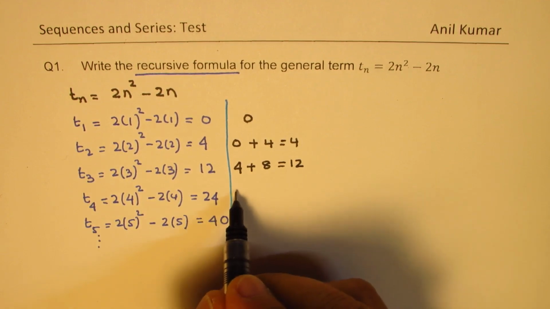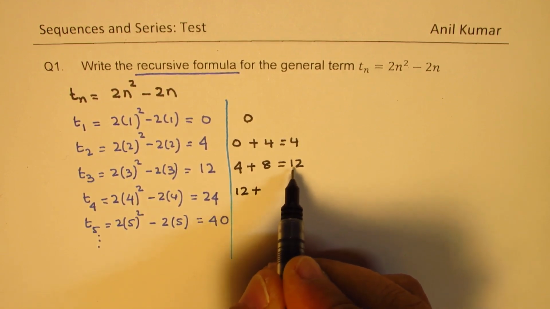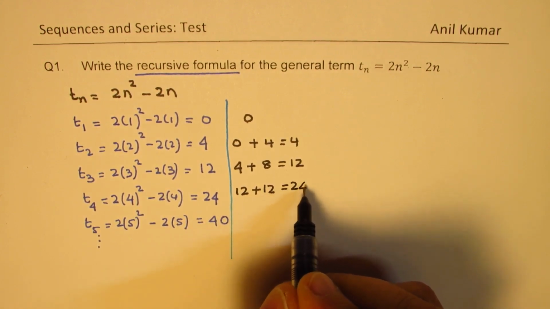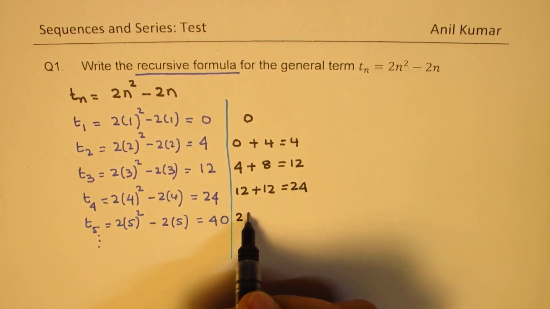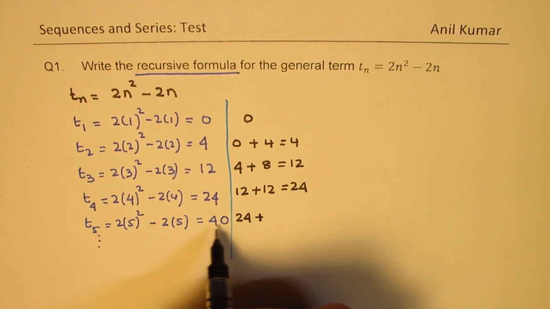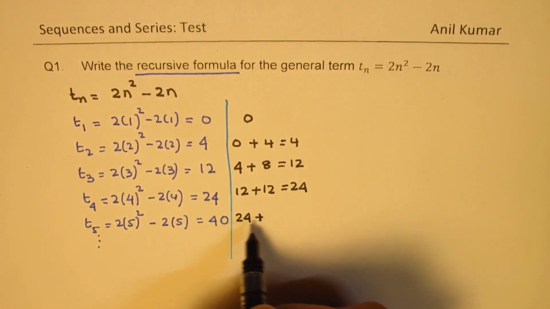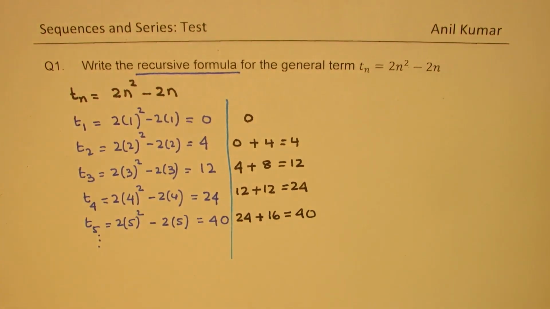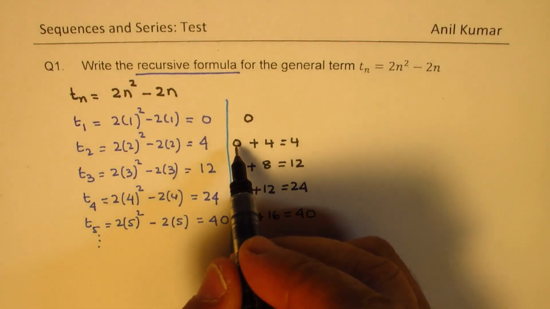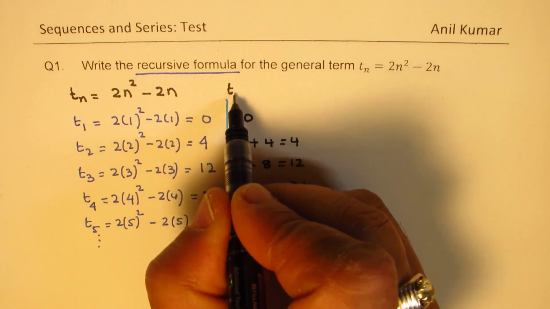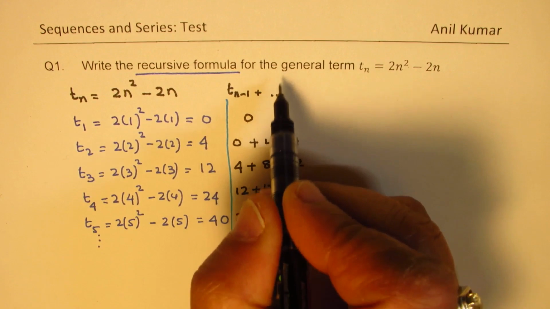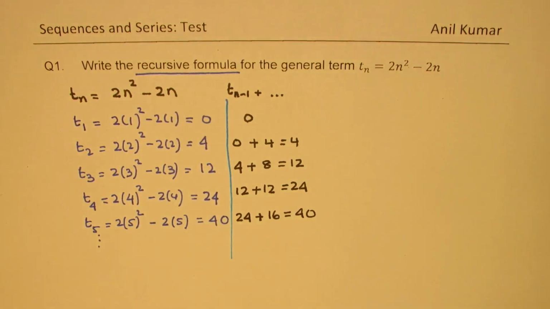And then here, we'll begin with 12, and what should I add to 12 to get 24? It is 12 indeed, so we get 24. Now, to 24, what should I add to get 40, right? So it is 16, and that is how the process goes on. Do you see this part? So what you see here is that this term is Tn minus 1, right? So Tn minus 1 plus what is what our recursive formula is, right?